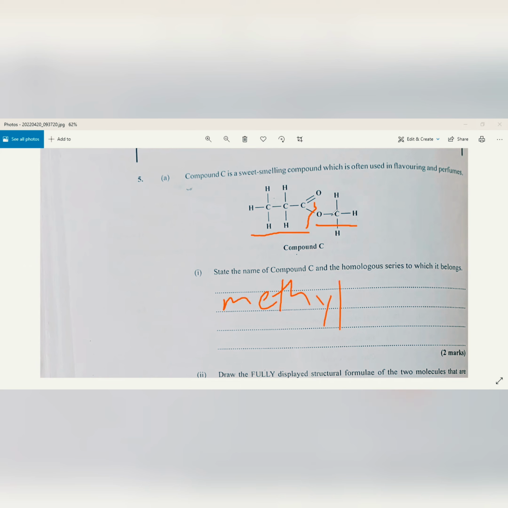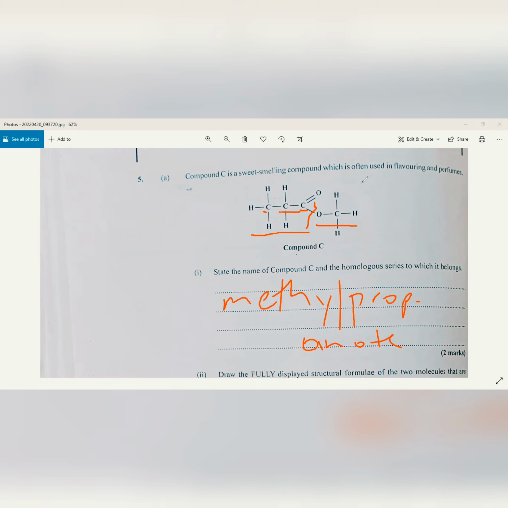Then you're going to count the number of carbons in the acid portion. And of course, you can clearly see that it is 3: 1, 2, 3. Then you find the prefix for 3, and that's prop. You're going to put prop, and to that, you're going to add -anoate. So this is going to be methyl propanoate. That's the name of this ester.